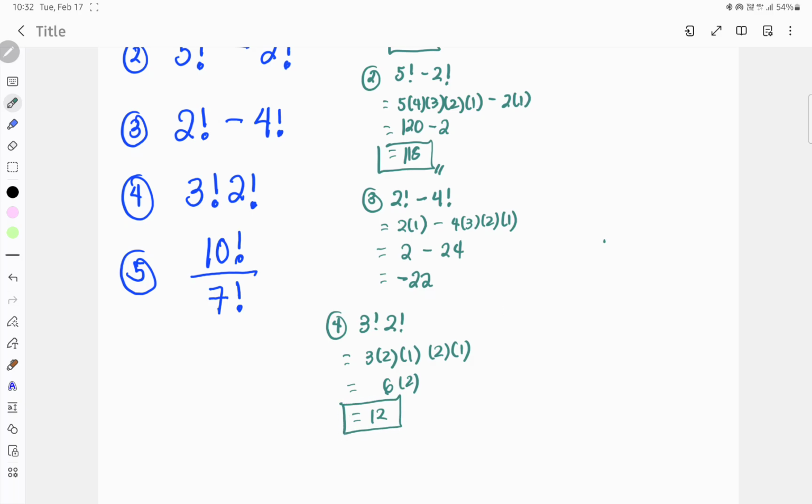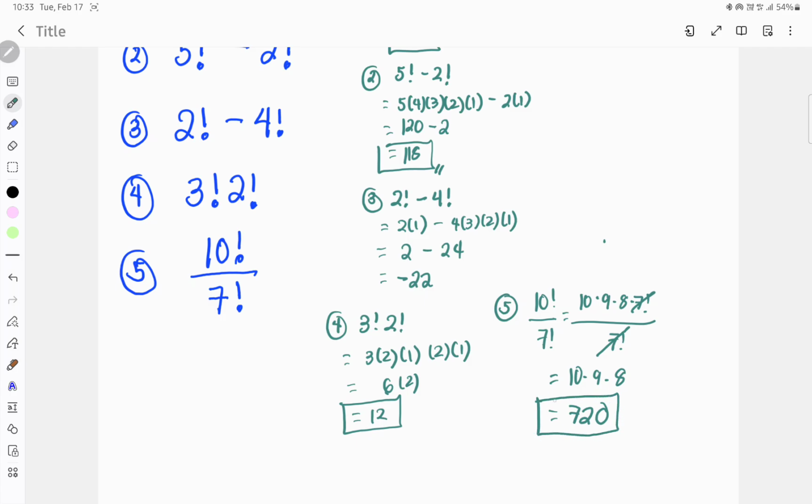For number 5, this is fun because it's division. You don't need to expand that totally. If you have 10 factorial over 7 factorial, let's have this 10 times 9 times 8 times 7 factorial over 7 factorial. And we can cancel 7 factorial. So I have now 10 times 9 times 8. So 10 times 9, 90, times 8, or 720.